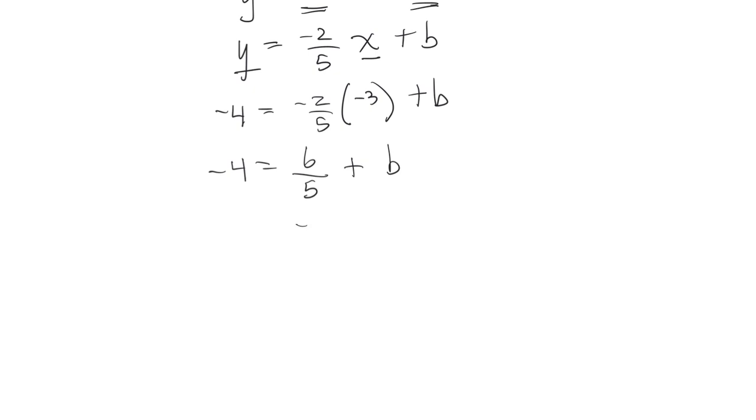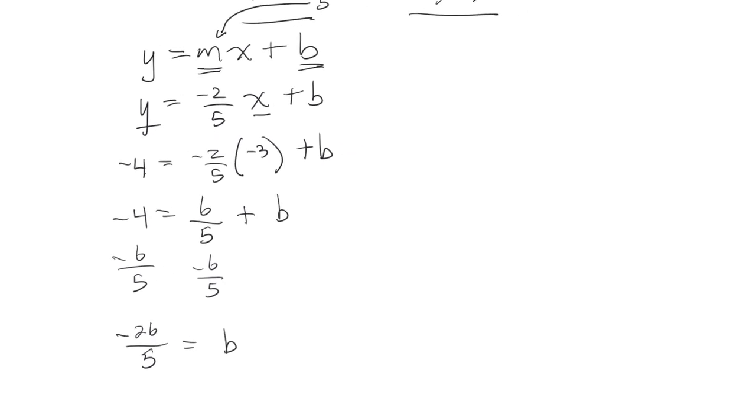And then I'll subtract 6/5 on each side. So b is equal to, I don't know what that is, negative 5 1/5, negative 26/5. Check that on the calculator. I think that's right. Anyway, so now I have my b value.